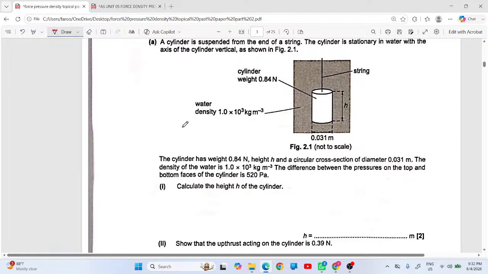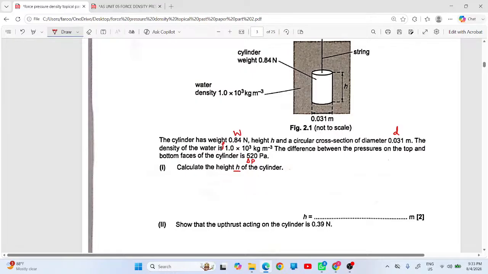So how many things we have? The weight of the cylinder is given, height h and cross-sectional area of the diameter. The diameter is given, the density of the water is given, the pressure difference is given. You have to find the h.